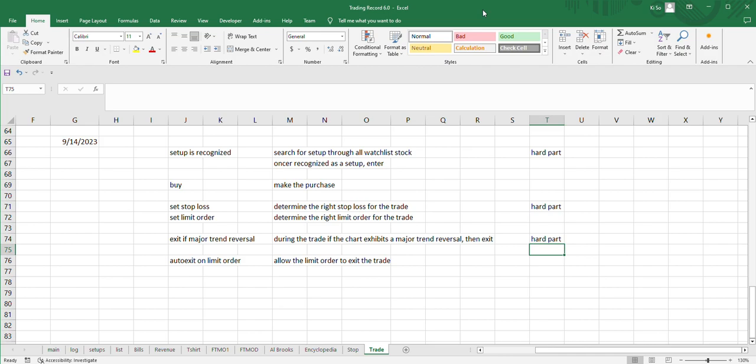So I thought as my knowledge grows, I'm revisiting what needs to happen. So today, September 14, 2023, trading is essentially this way. The first step is, one, setup is recognized, two, buy is made, three, set stop loss, set limit order, and then four, monitor if there's a major trend reversal between the entry and the exit so that I can preserve the gains that I have. Otherwise, the stop loss is just going to exit the trade. And then five, auto exit on limit order or stop loss.